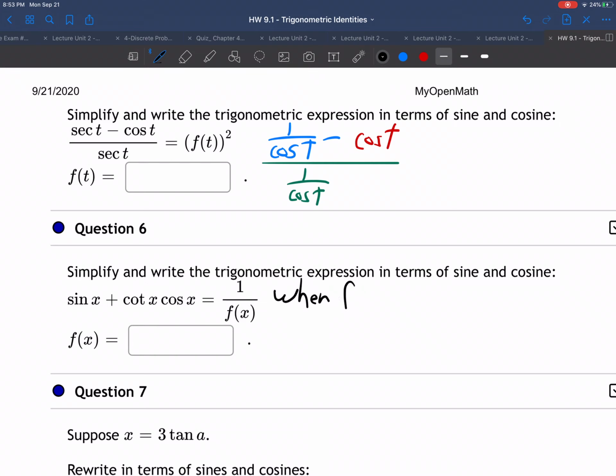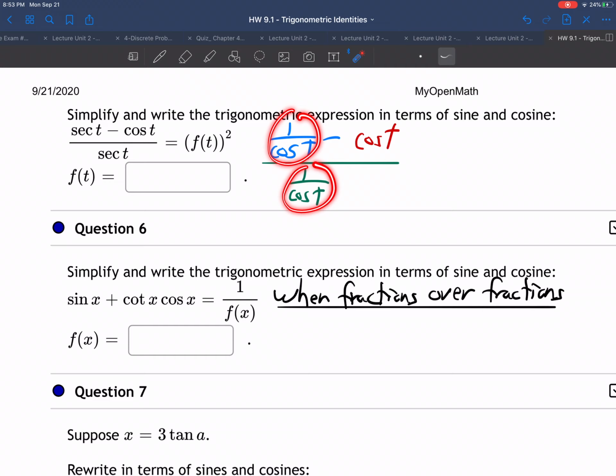When we have fractions over fractions. See how that's what we have here? We have a fraction over fractions, right? It's called a complex fraction. When we have fractions over fractions, I'll write the name if that helps you. It's a complex fraction. Fractions over fractions. Okay, what do we do about it?